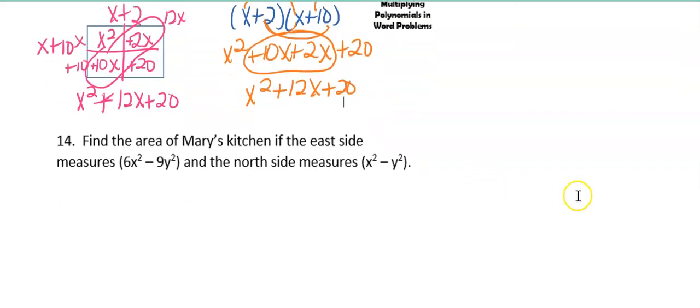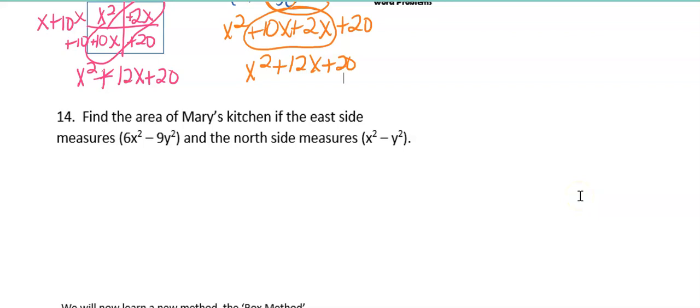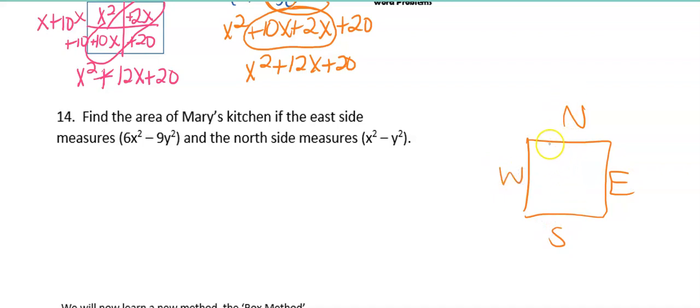So our last one is finding the area. We're going to do area again, which is length times width. If one side, north, south, east, west. So let me draw that out. Never eat sour watermelon. So north is going to be x squared minus y squared. And east is going to be 6x squared minus 9y squared.